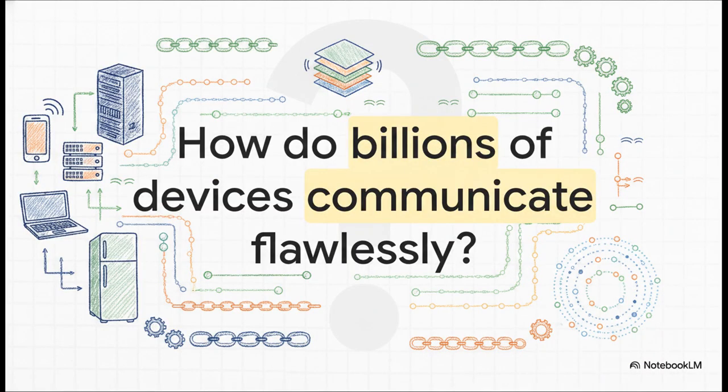So, let's start by asking a massive question. How do billions of completely diverse devices manage to communicate flawlessly? I mean, think about it. You've got smartphones, laptops, huge servers, maybe even your smart fridge, all built by different manufacturers running on entirely different hardware. Yet somehow they all manage to speak the exact same language globally, without causing constant network crashing errors. It honestly seems like magic, right? But it's actually just highly structured engineering.